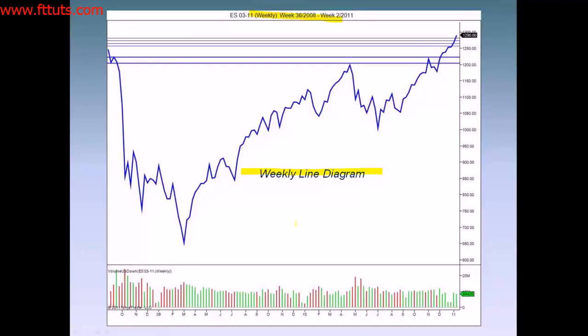So a key and important point to be aware of is the fact that as we move up with the higher time frame, the support and resistance lines that we draw become more meaningful and far more potent than the ones that we see on the shorter time frames. So this is why for the weekly support lines I have drawn them a little bit thicker to emphasize their importance.